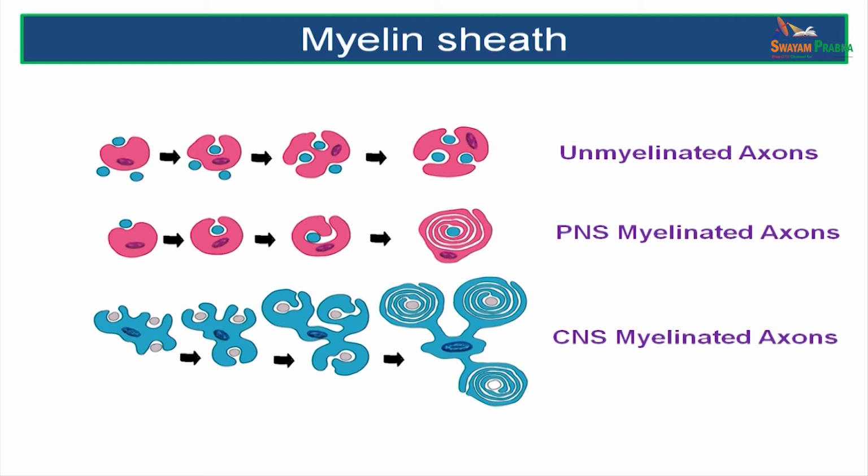Here at a glance, you can see the 3 different types of processes we are talking about. The first one above is an unmyelinated axon. There is no myelin sheath. The second figure that you see here is the process of myelination in the peripheral nervous system, and last you can see the process of myelination in the central nervous system.